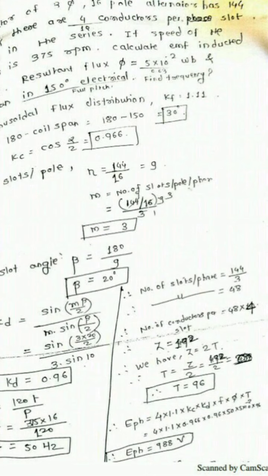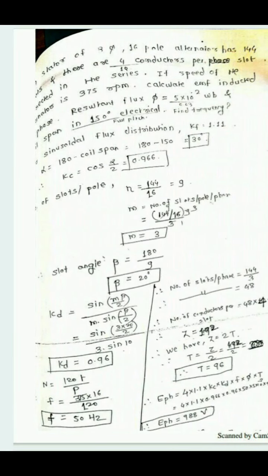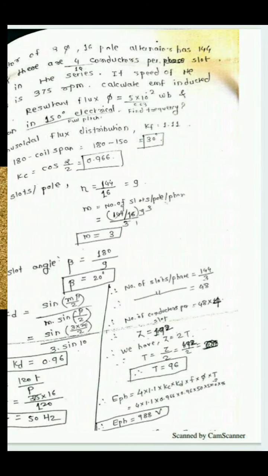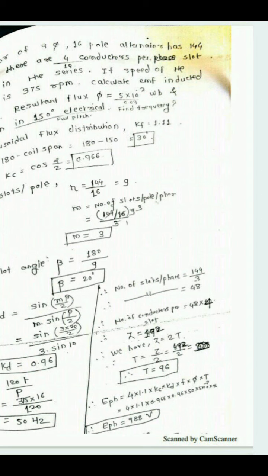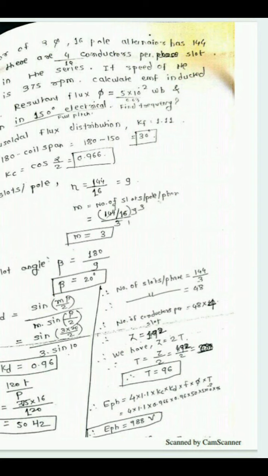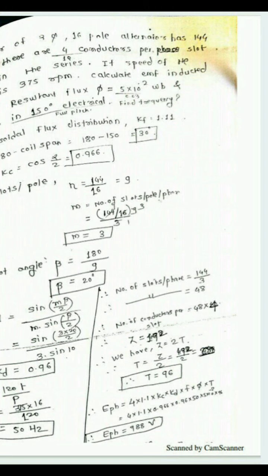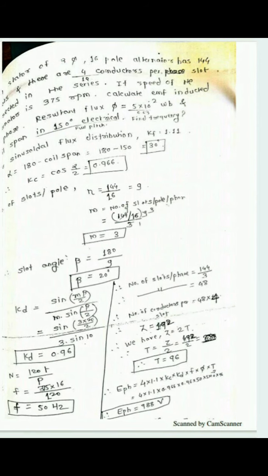Then the next term we want to find is the value of T. For finding T, we need the number of slots per phase, because the problem asks us to calculate the EMF induced per phase. In the given problem, the number of slots is 144, and this is a 3-phase alternator, so it gives 48. So the number of slots per phase is 48.